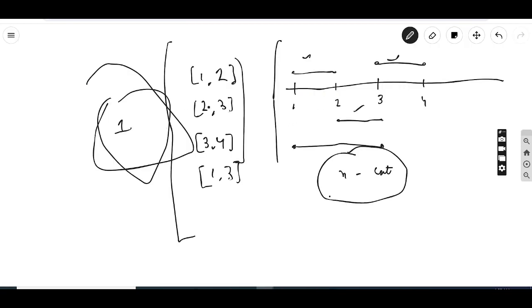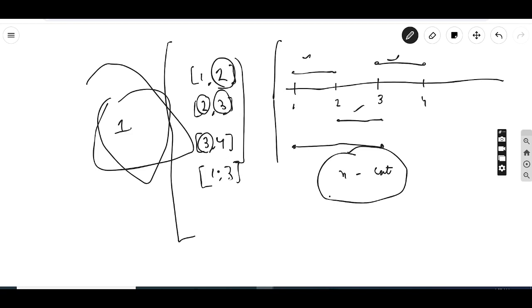So here, for the second interval to be non-overlapping with the first interval, the starting of the second interval must be greater than or equal to the ending of the previous interval. That is the condition which we have to understand. Same goes for the third interval. The starting of the third interval should be greater than or equal to the ending of the previous interval. Fine.